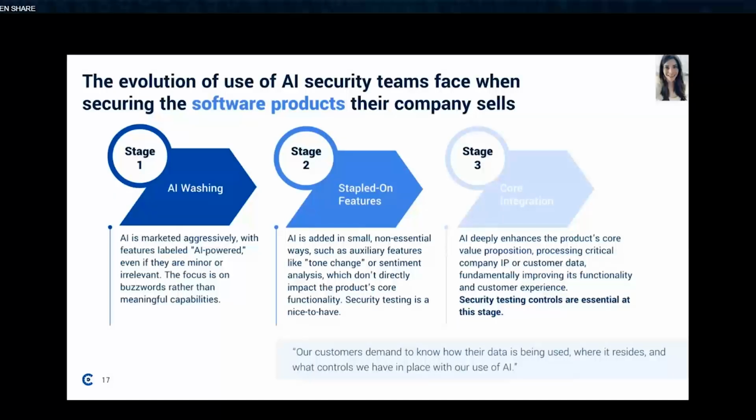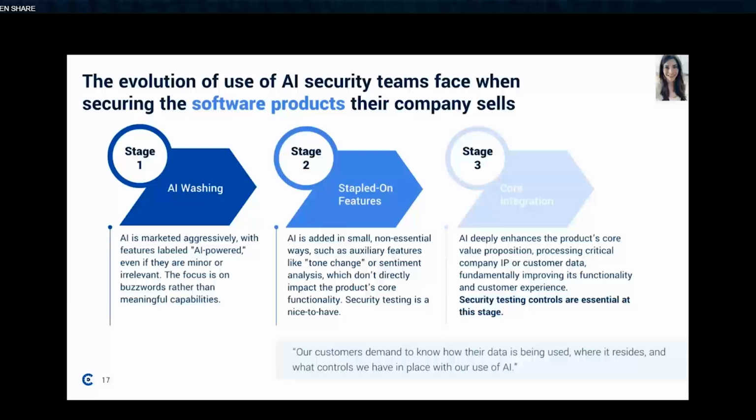It's not necessarily mission critical to the application or the product. And then we get into stage 3, where it's a core integration. And that is where it is starting to really feed into that value proposition of the product, where it is processing usually customer data. It is processing specific IP for the organization. And this is where security is an absolute must-have, right?